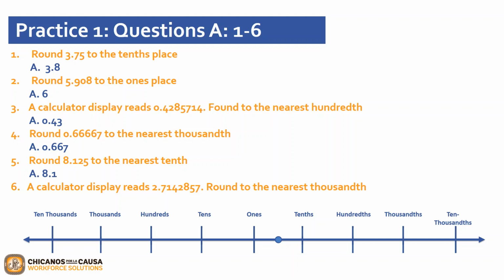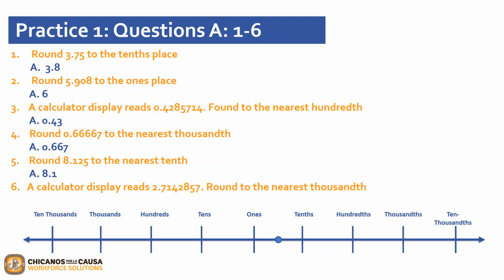Final question. A calculator display reads 2.7142857. Round to the nearest thousandth. Okay, so again, the thousandths place is 3 places to the right of the decimal. Therefore, our final answer is going to read as number, decimal, number, number, number.